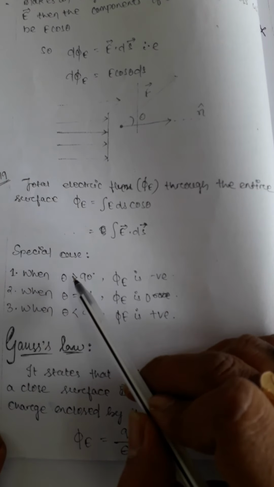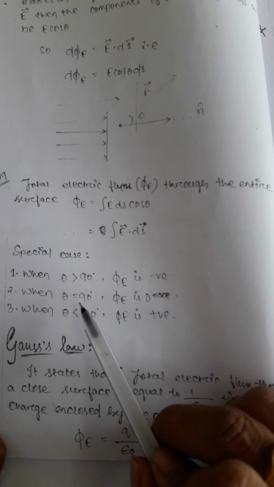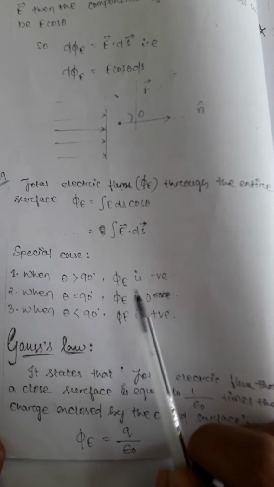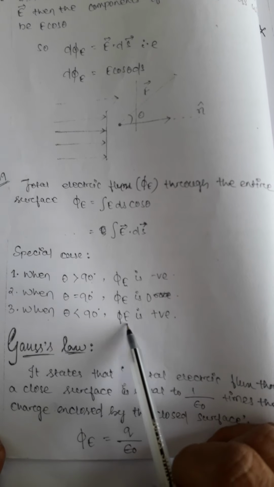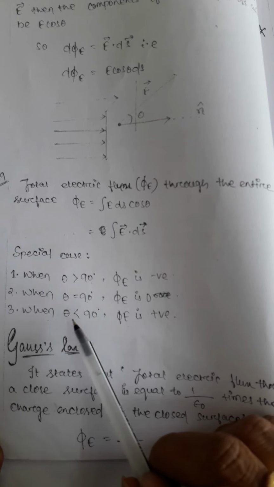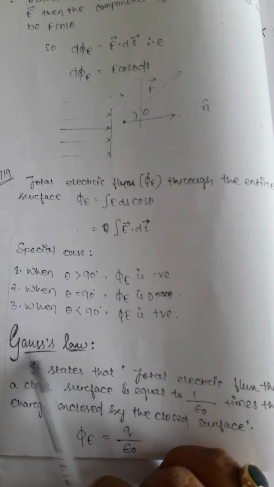If theta is greater than 90 degree, then flux is negative, and if theta is equal to 90 degree, then flux is 0, and when theta is smaller than 90 degree, flux is positive. So what is theta? Theta is the angle between electric field and area vector. Now we will discuss Gauss law.